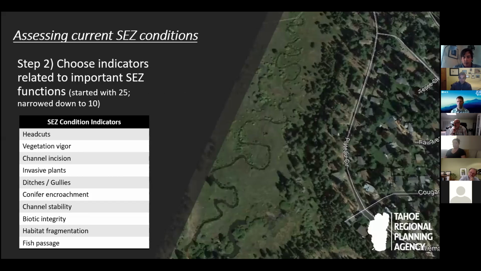So the different SEZ types we're going with in terms of scores: we have channeled meadows, which use all 10 indicators because it's kind of a combination of the stream and the meadow. Non-channeled meadows would use everything except for fish passage, biotic integrity, and channel stability, I believe, because there is no channel, and channel incision. Then we have perennial streams, which is head cuts, incision, channel stability, biotic integrity, habitat fragmentation, fish passage. We have non-perennial streams, which is everything except for biotic integrity, because you can't really measure biotic integrity in a stream that dries up most of the year. And those are the 4 major categories.